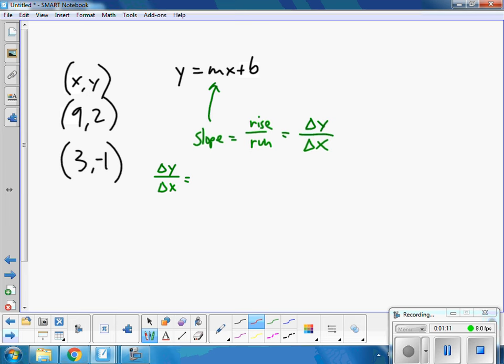So I'm going to look at my y's, which are these guys, and I'm going to look for the change. So I'm at 2, and I'm going to -1. Now the change is subtraction, so I'm going to subtract, but I got to see that it's a -1, so I got to be careful of that one. And those are my y's.